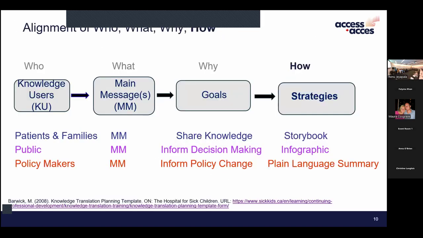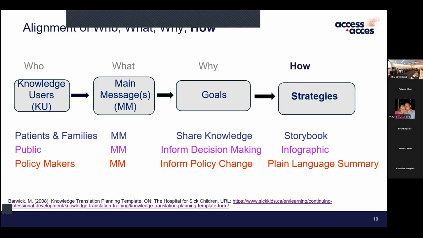Oops, preview. Okay, and now into strategies. And this is only after you've established your knowledge users, your main messages, and your goals, should you consider what the strategies are. It might be a storybook, whiteboard animation, infographic, policy brief, and at the very least, a plain language summary.